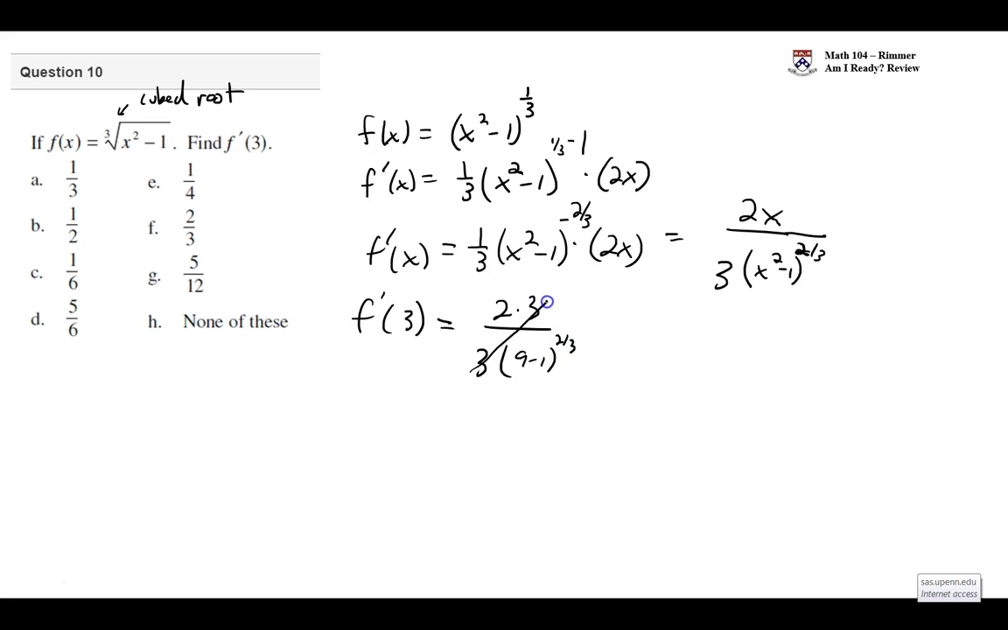So cancel your 3's. 2, and we have 8 to the 2/3. Okay, but 8 is 2 cubed. And so these 3's cancel. That's really a 4. And the answer would be 2 over 4, which is 1/2.